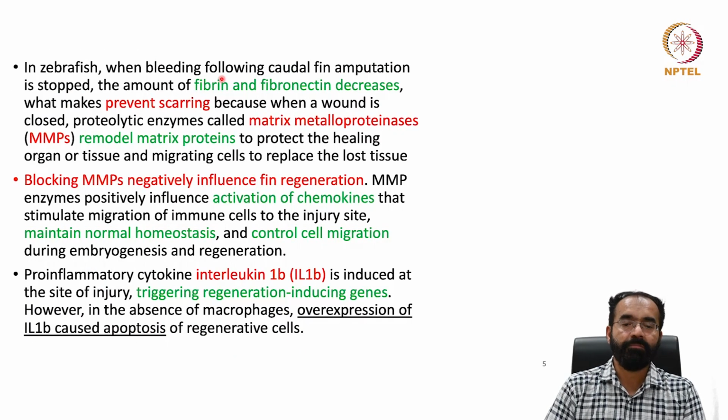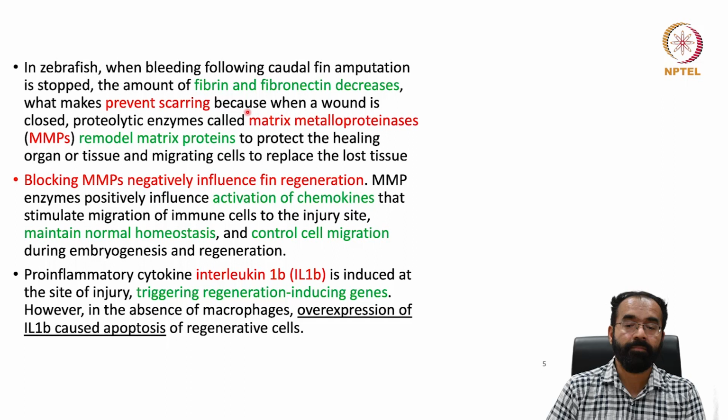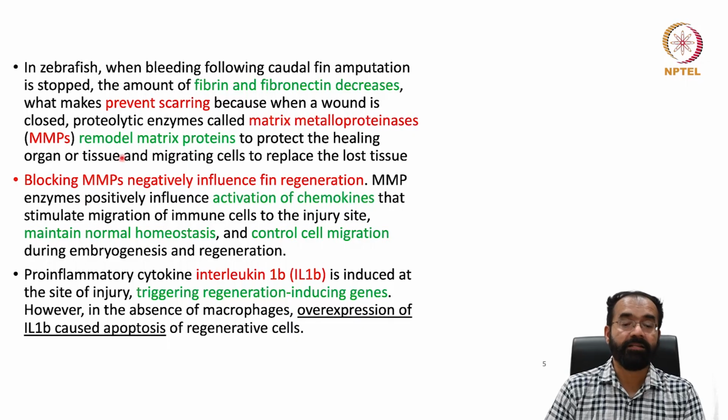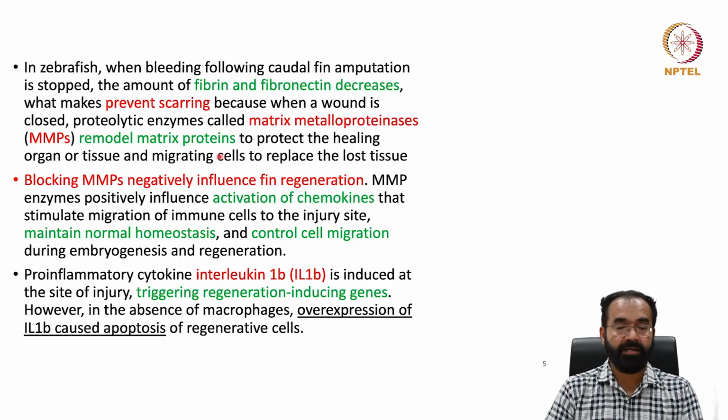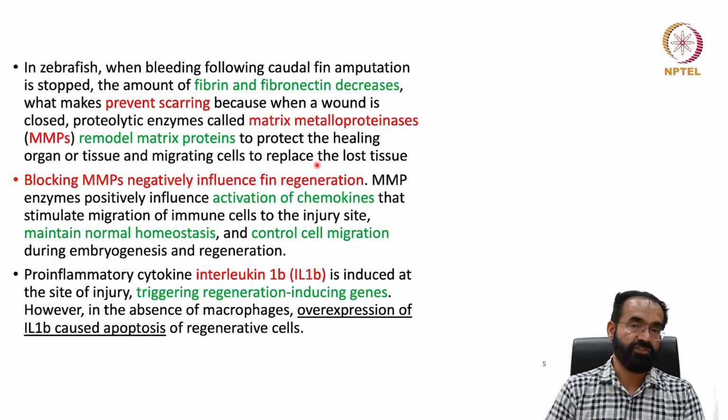In zebrafish, when bleeding following caudal fin amputation is stopped, the amount of fibrin and fibronectin decreases, which helps prevent scarring. Otherwise, scarring can happen. It is prevented because when the wound is closed, proteolytic enzymes such as matrix metalloproteinases, MMPs in short form, remodel the matrix protein and protect the healing of that organ or tissue and allow migrating cells to replace the lost tissue.